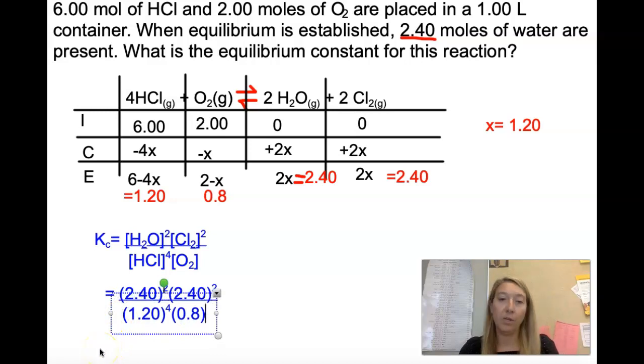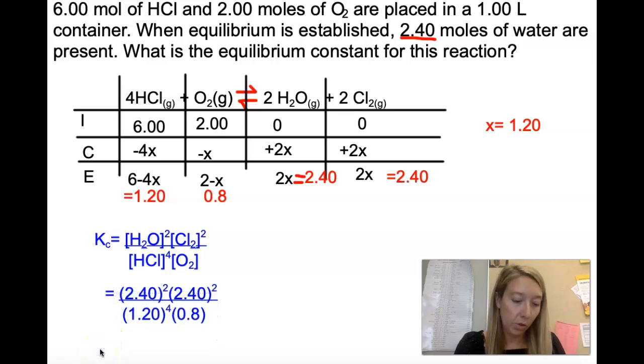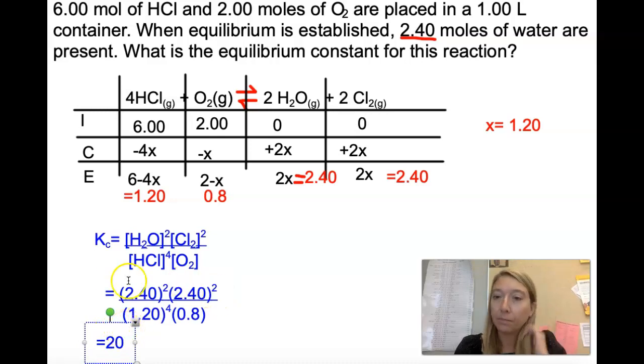All right, so now let's plug this in our calculator, see what we get. So 2.4 squared times 2.4 squared divided by 1.2 to the 4 and divided by 0.8. We come up with 20. Okay, so calculator said 20.